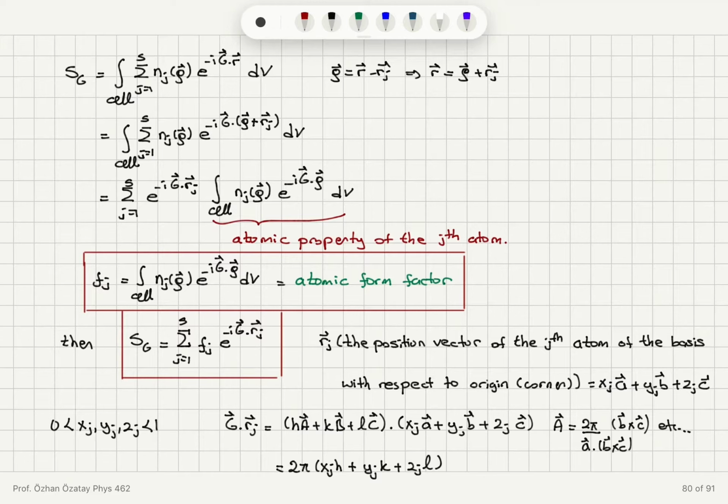And with that, the geometrical structure factor was the sum over j from 1 to s of f_j e to the minus i g dot r_j, where r_j was the position vector of the jth atom of the basis with respect to the corner. Now, in this video, we're going to concentrate on what this atomic form factor really means and what determines the atomic form factor of an atom. And having said that, if you have identical atoms in the lattice, we should always use the same atomic form factor for each atom in the basis.